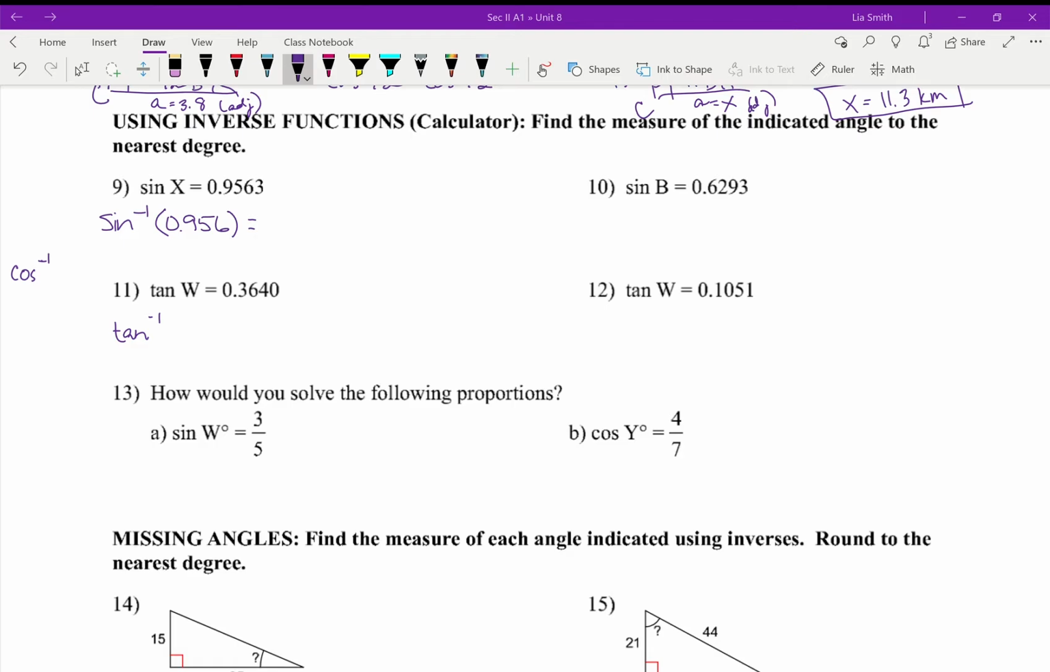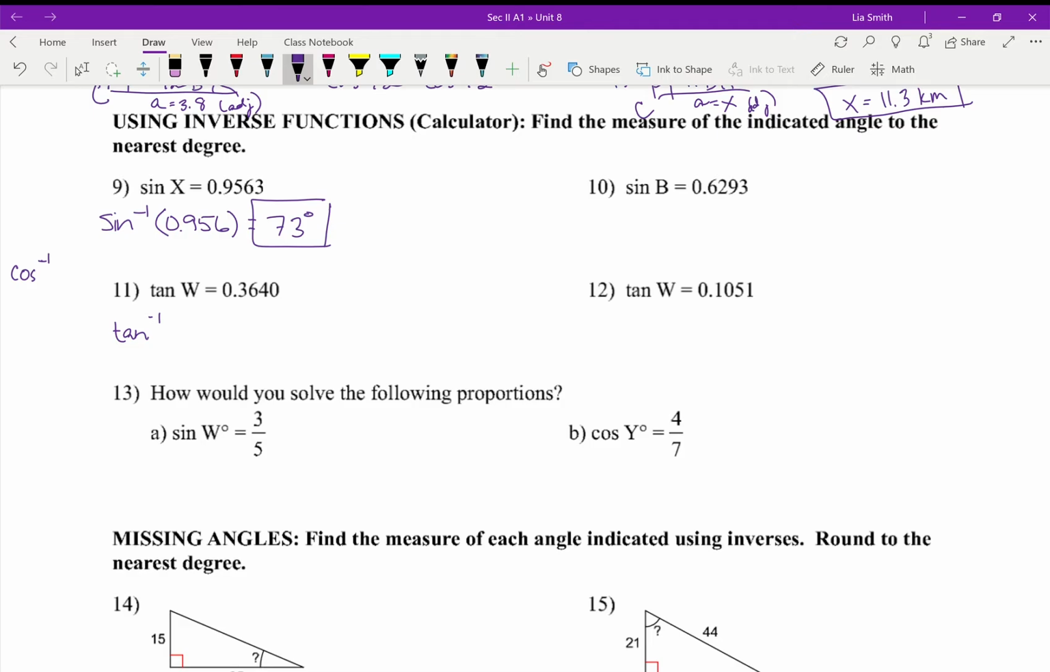So I would click that button, and then I would go back over here to main, and then I would put in my 0.9563. So the inverse sine of 0.9563 would be 72.999. Now round, and 72.999 becomes 73 degrees. And that's how you find a missing angle using trig functions. So let's do another one.